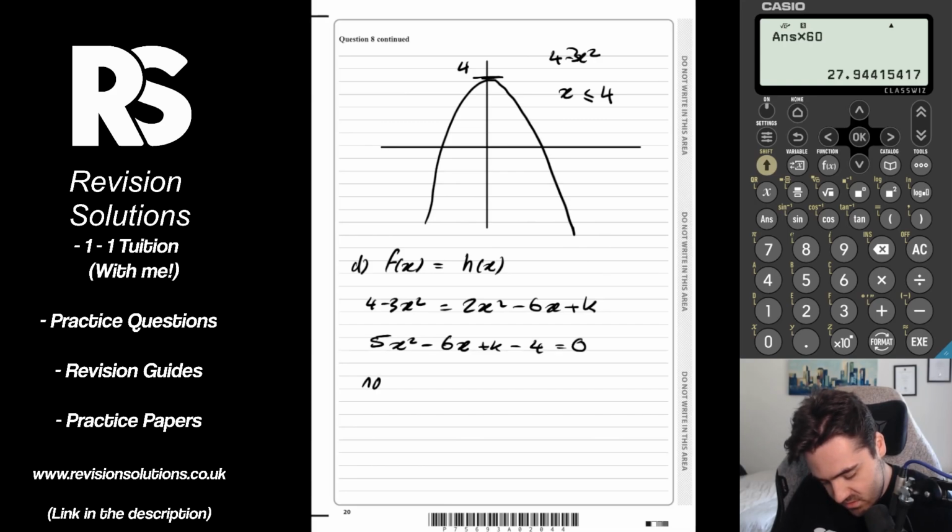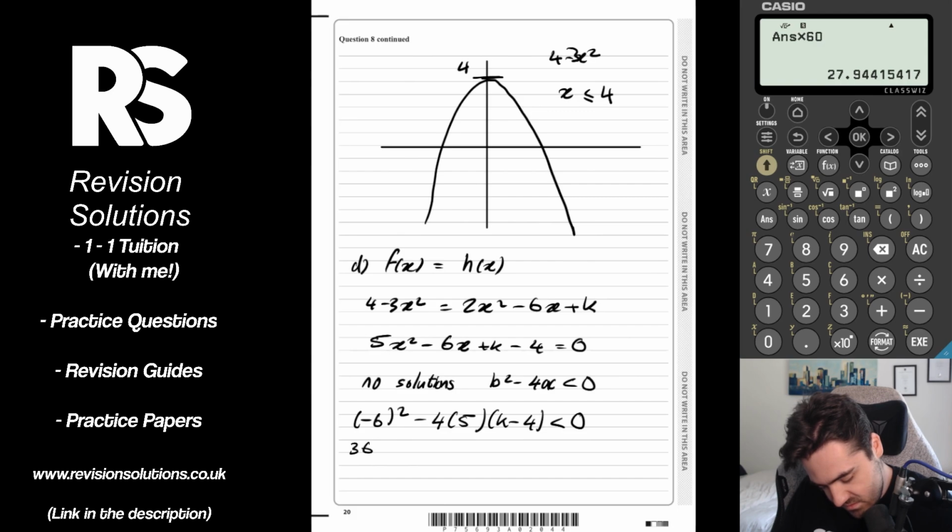And if there's no solutions for a quadratic, no roots, that means b squared minus 4ac, the discriminant, must be less than 0. So we'd have minus 6 squared minus 4 times 5 times k minus 4 must be less than 0. So 36 minus, let's just do this in steps, 20 lots of k minus 4 is less than 0. 36 minus 20k plus 80 with that double minus there, less than 0.